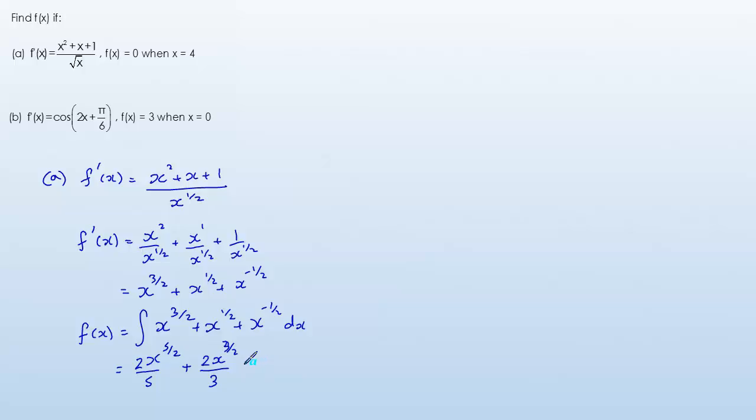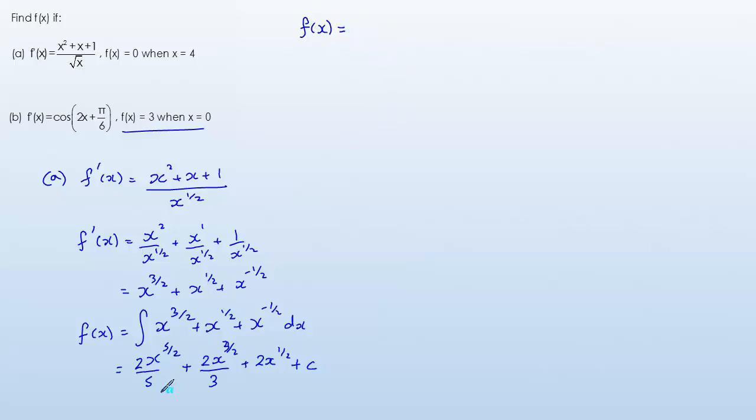And then for this last one, that would be x to the half over a half, which is the same as 2x to the half. And don't forget the constant. Then we have the information.